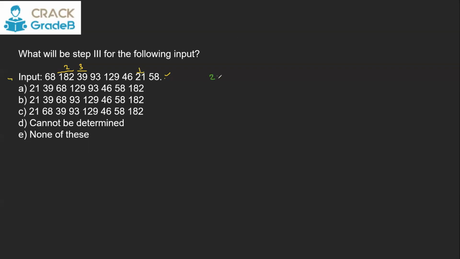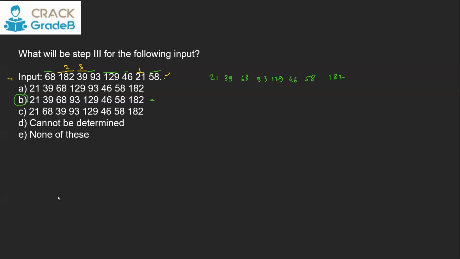So in the first step, 21 goes. In the last place, 182 goes behind, and then 39 comes after 21. And the remaining numbers will appear in the same order: 68, 93, 129, 46, and 58. They will appear in this order only. So which is that option? Option number B should be the answer. Easy.